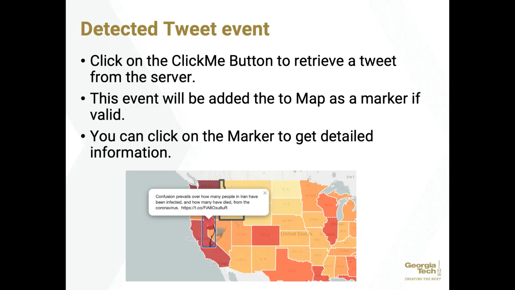Finally, the most interesting part in this project is that it is able to display an event from Twitter. If the model we have built predicts this Twitter message is related to coronavirus, you can click on the Click Me button to retrieve a Twitter message from the server. Once the message is deemed by our model to be valid, a marker will be added to this map. You can click on this marker to get into details of the Twitter message. Once you have visited all tweets in our server, the markers will be cleared. Again, there is a short video showing how this works.